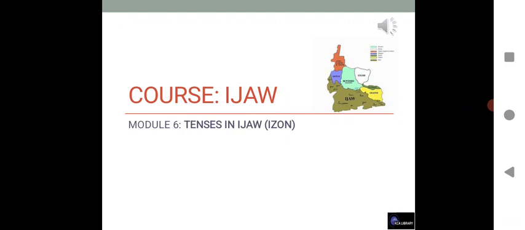By learning tenses in Ijaw, you will improve your ability to tell stories, describe events, and share experiences in a clear and organized way. As you study this module, pay attention to how time is expressed in sentences and practice forming your own examples. Try to speak about your daily activities using different tenses, such as what you are doing now, what you did yesterday, and what you plan to do tomorrow. This practice will help you become more confident and fluent in using Ijaw.